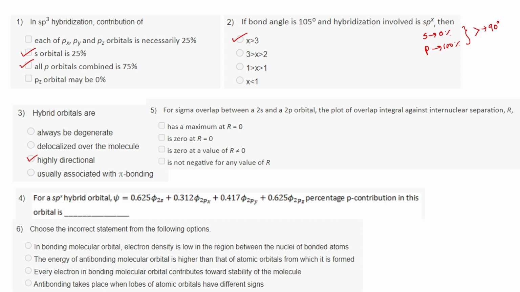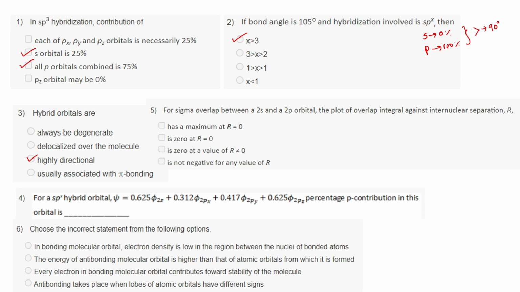Okay, so question number 4. For an sp^x hybrid orbital, the psi is given where the individual contribution coefficients are given for each, and I hope this is normalized. In questions they may give something which is not normalized, so it is better to always check. You know that each hybrid orbital is orthonormal, right? It will be orthogonal to other hybrid orbitals and normalized to itself. So you should always check the normalization condition.